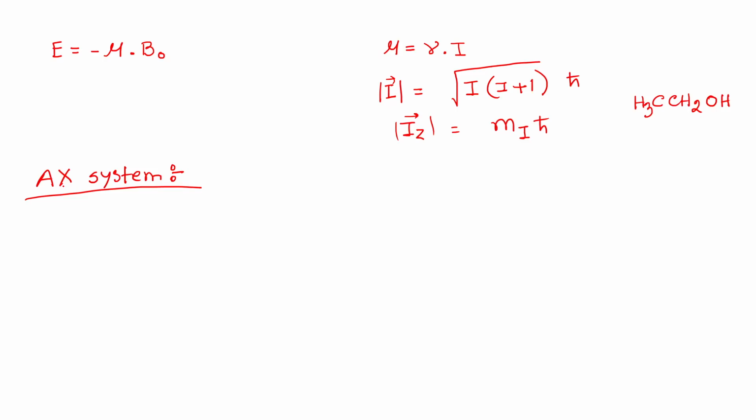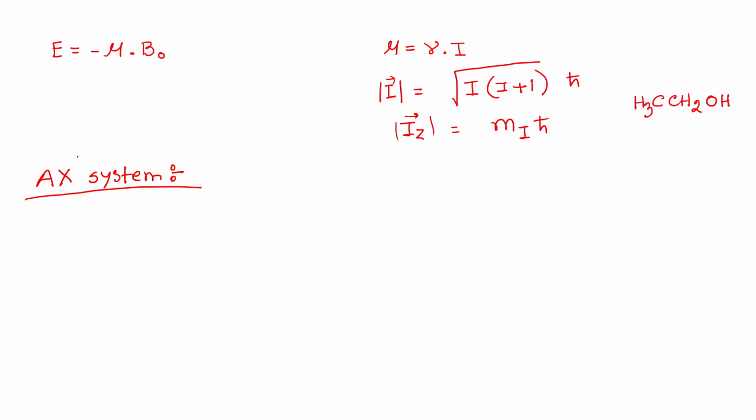But in a crude sense, if one asks you what an AX kind of a system is, it is better to say that we are dealing with two NMR active nuclei which are chemically shifted. When we discuss an A2 kind of a system, which we will also do today, we are dealing with equivalent nuclei. They are not separated that much in space.